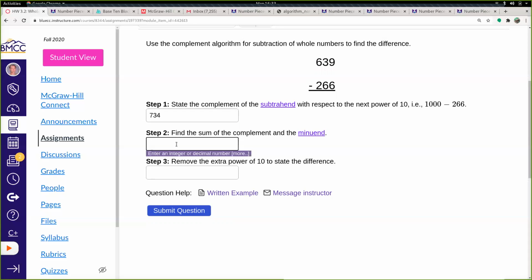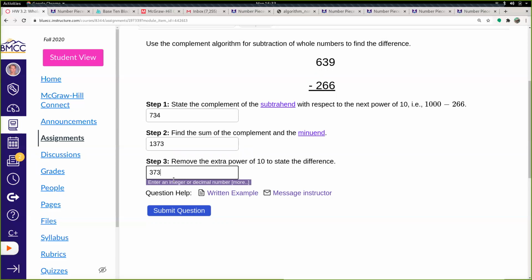So let's see, what do I get there? 9 and 4 is 13, carry the 1. 3 and 3 is 6, plus 1 is 7. And then 6 and 7 is 13. And then I just remove the extra place value, which is that 1,000 out front. So the answer should be 373.